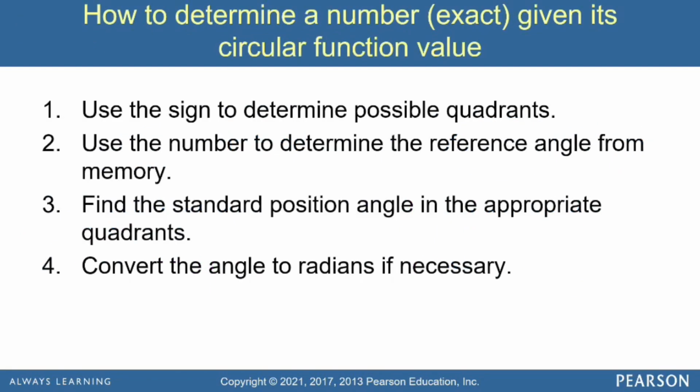Now, sometimes they can ask us to do what we just did in example 6, but the interval that they give you might cover more than one quadrant. So when that happens, we'll just adjust our process a tiny bit. What we'll do is we'll use the sign of the circular function value that they give us to determine what possible quadrants we're working with. And then, just like we did before, we'll use the number, the function value they give us, to determine the reference angle from memory, and then that will help us figure out the standard position angle in whatever quadrants we've already identified, and then we'll convert the angle to radians if we need to.